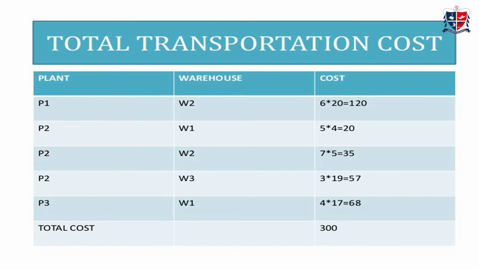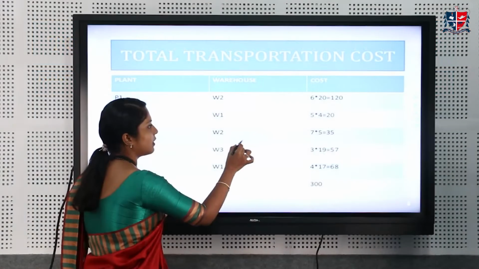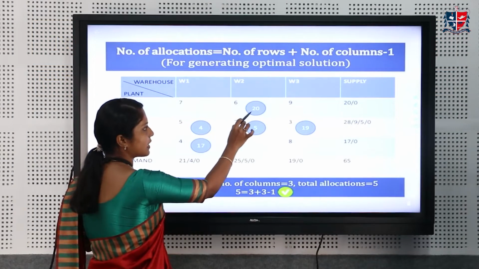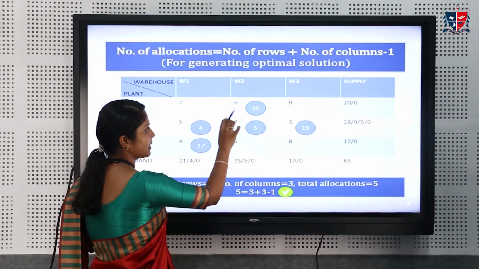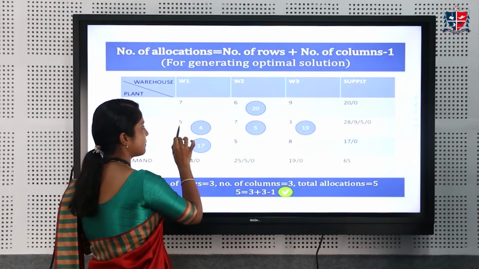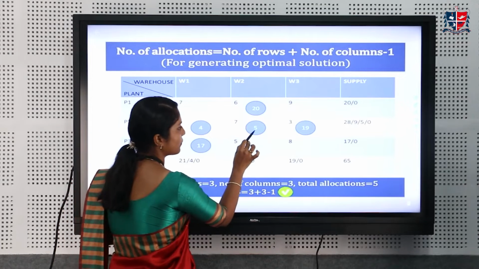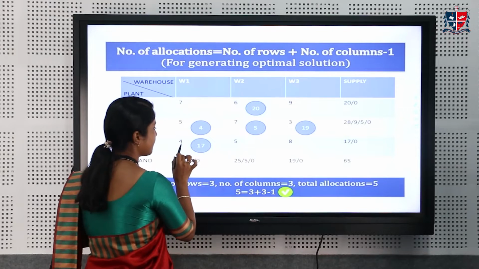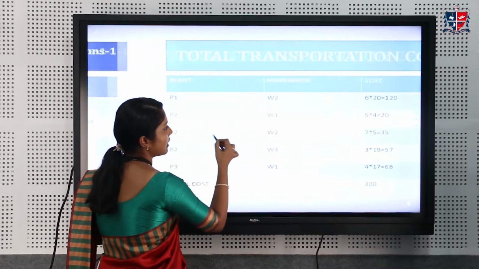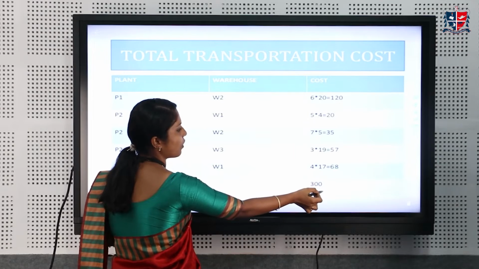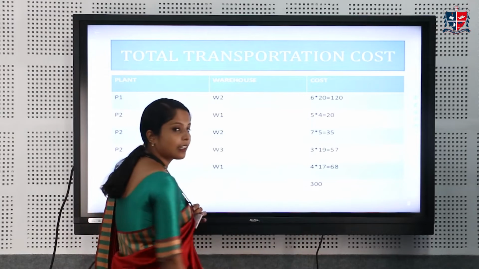Then the transportation cost will be found by multiplying the cost and the quantity: 6 into 20 plus 5 into 4 plus 7 into 5, then 3 into 19, then 4 into 60. The total cost will be 300 for the problem.